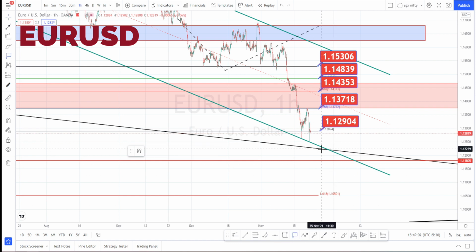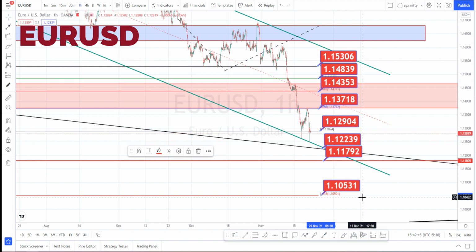Next support is going to be at this point over here. If it falls further, we can expect it to stop at this support level over here. And if it further falls, we can expect it to test this level over here. So mark these ranges in your chart also. Plan your entry and exit trades based on the price action.